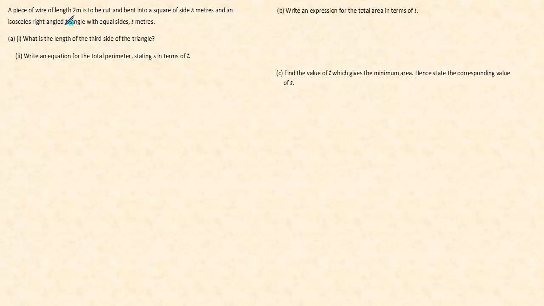A piece of wire of length 2 meters is to be cut and bent into a square of side s meters and an isosceles right-angled triangle with equal sides t meters. We want to know what's the length of the third side of the triangle, and we want an equation for the total perimeter stating s in terms of t.